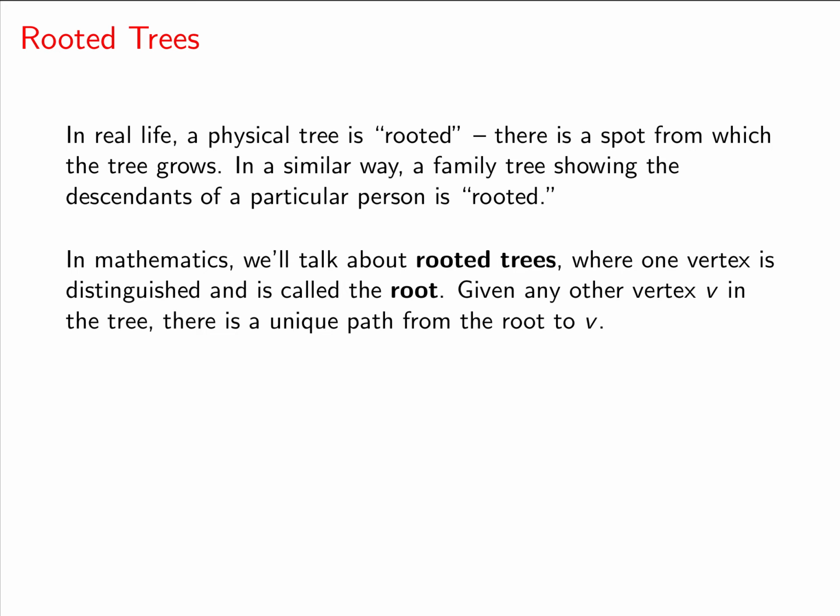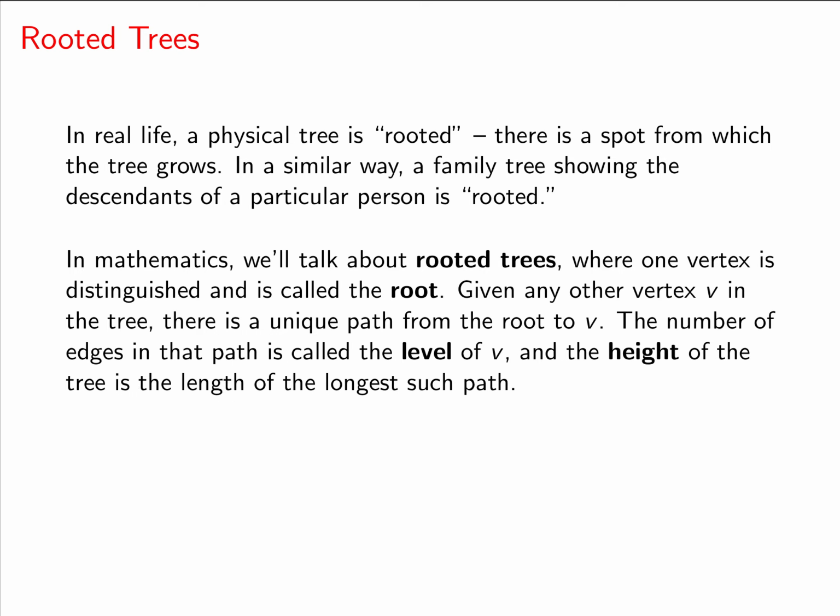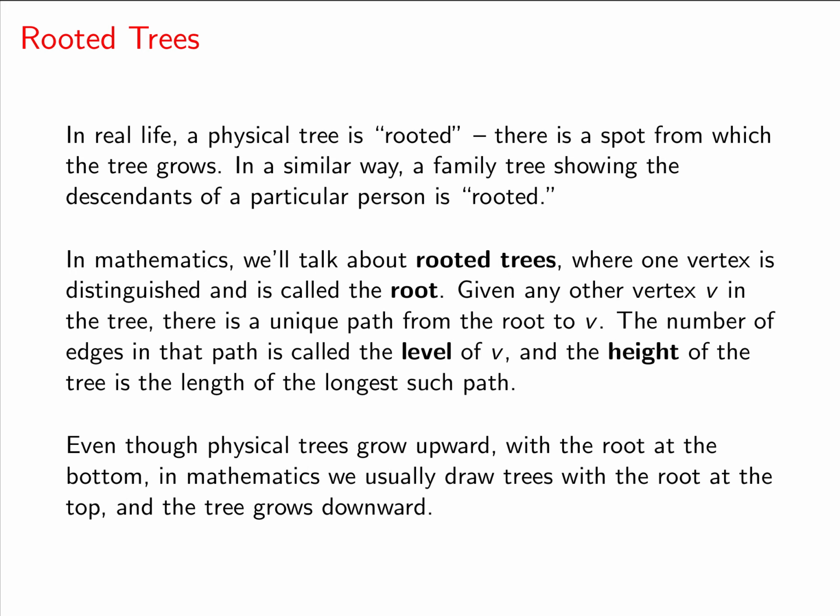Given any other vertex v in the tree, there is a unique path from the root to v. The number of edges in that path is called the level of the vertex, and the height of the tree is the length of the longest such path. Now, physical trees grow upward from the ground. The root is at the bottom. However, in math, we tend to draw trees with the root at the top, and then the tree will grow downward.